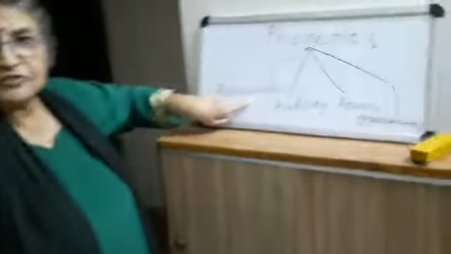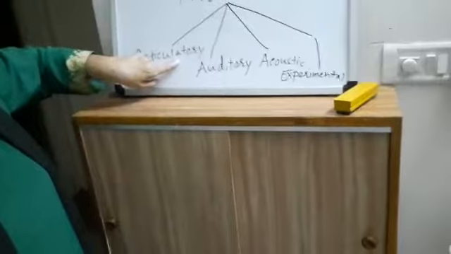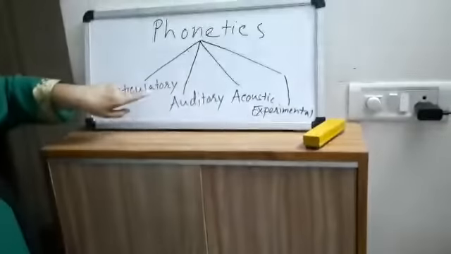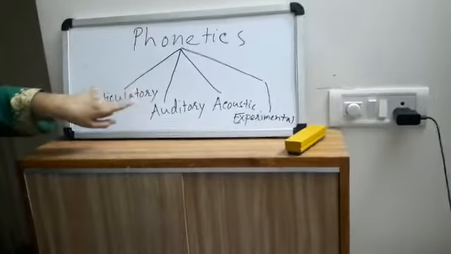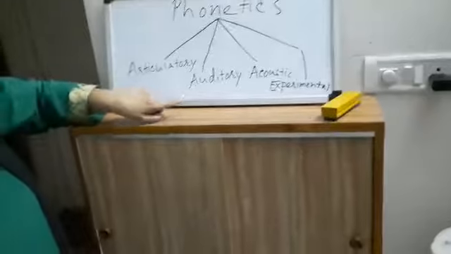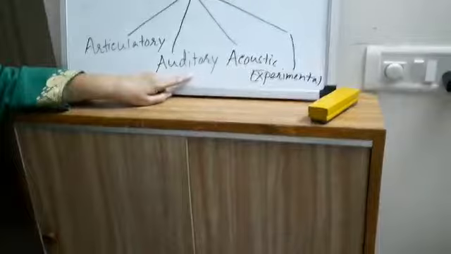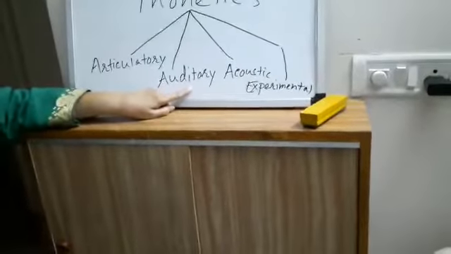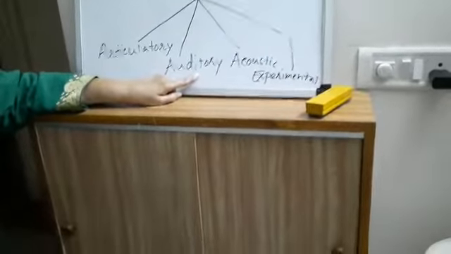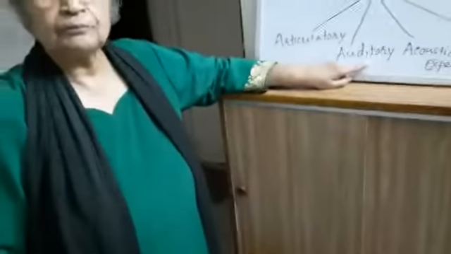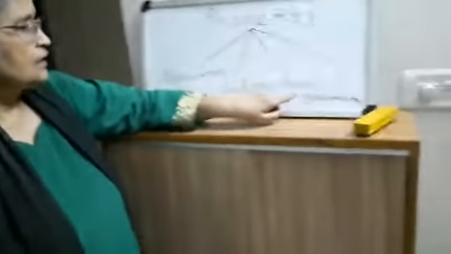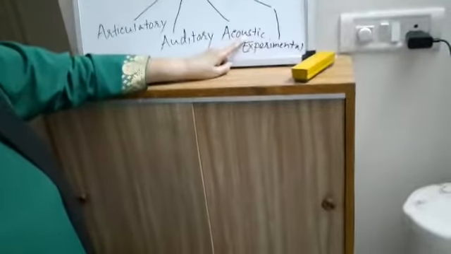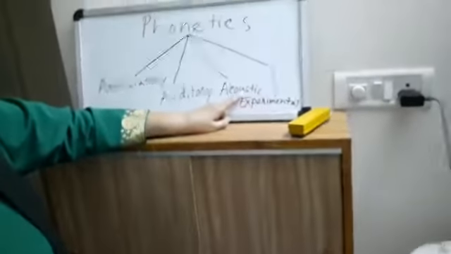Number 1 is articulatory phonetics. What is articulatory phonetics? We study in articulatory phonetics how speech sounds are produced, how they are classified, how they are described, etc. Then in auditory phonetics we study the perceptual aspects of speech sounds, that is to say the mechanism involved in the perception of speech sounds. Then comes the acoustic, that is the physical properties of speech sounds.